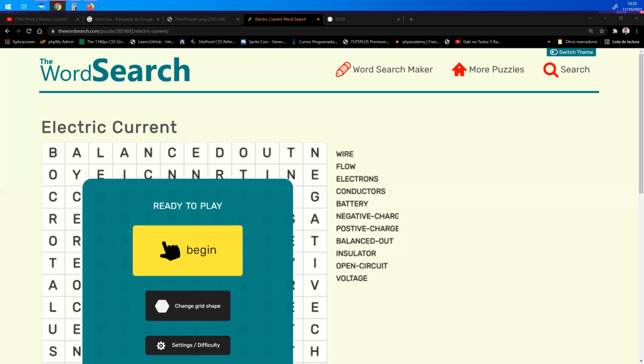Wire, flow, electrons, conductors, battery, negative charge, positive charge, balance out, más hacia la A, balance out, insulator, open circuit, voltage.